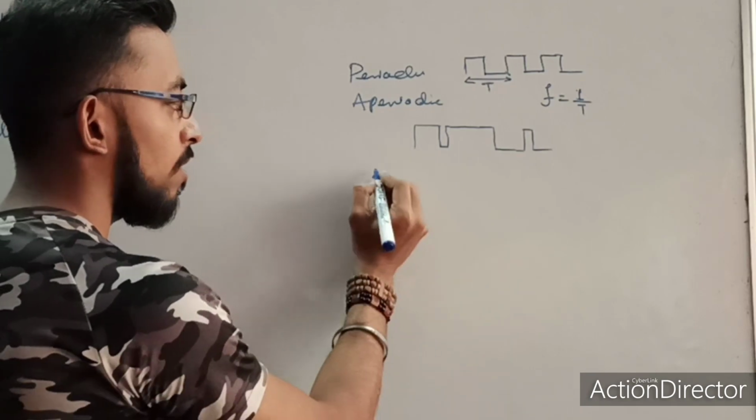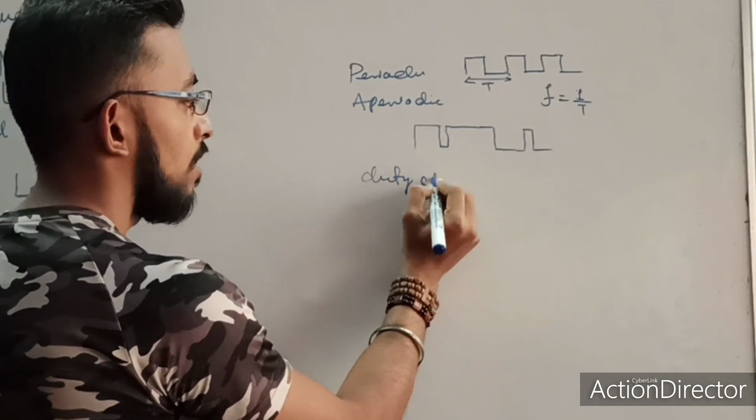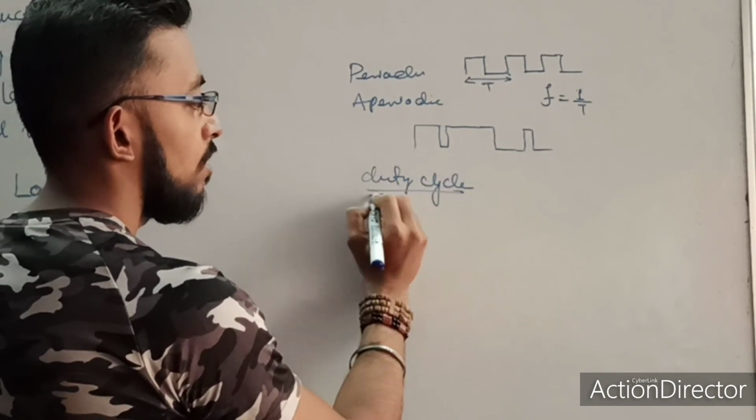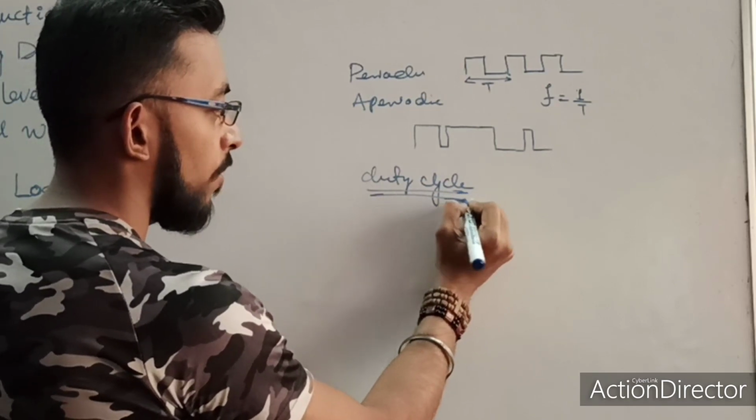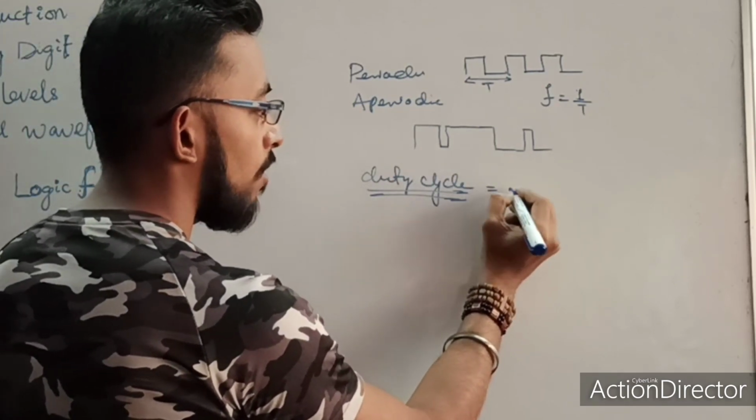Now one term that is called duty cycle. So this duty cycle is a problematic point. How can we find this duty cycle?